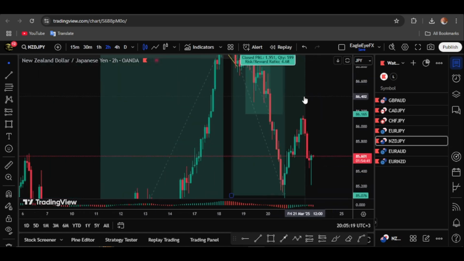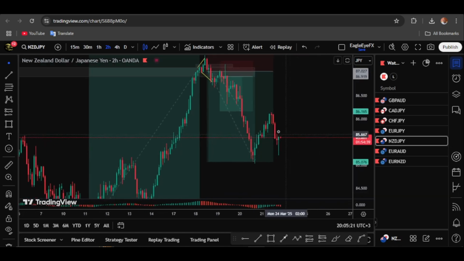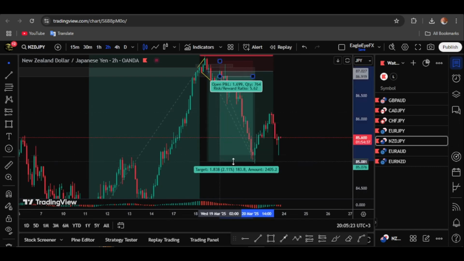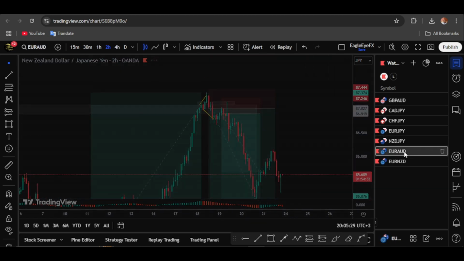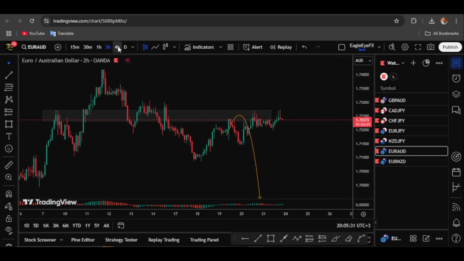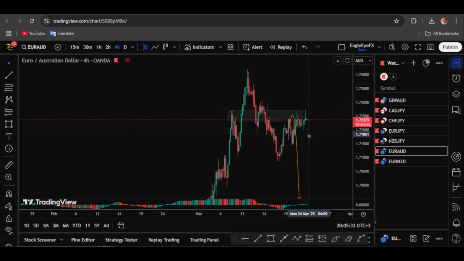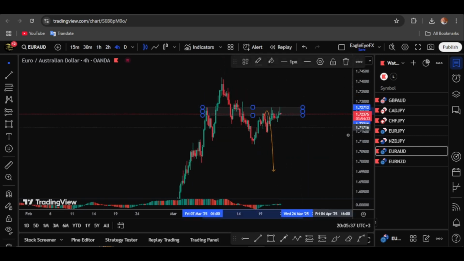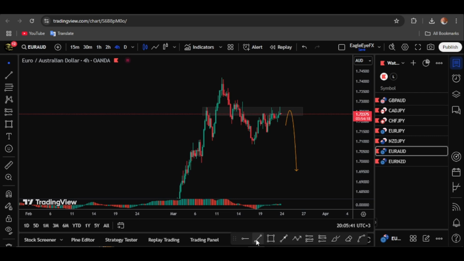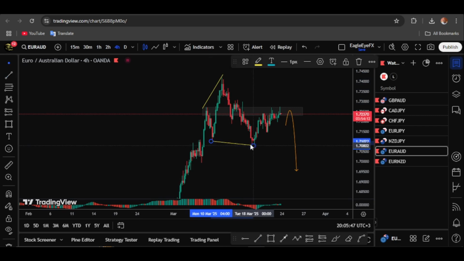Then you can see that with that particular one, you could have actually been able to get around 5.76. So we have Euro AUD that I'm still watching out to see how it's gonna behave. We actually, on the zone over here, are looking to sell. You can see that we have our higher highs, and also we have our lower low, right?